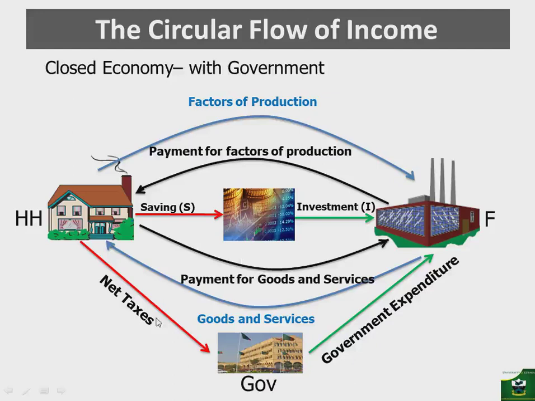So now from here, we see that we have two leakages and two injections. Savings and taxes are leakages because they are moving away from the smooth flow, the black loops. The green ones, that's investment and government expenditure, show the injection, money being brought back into the model.